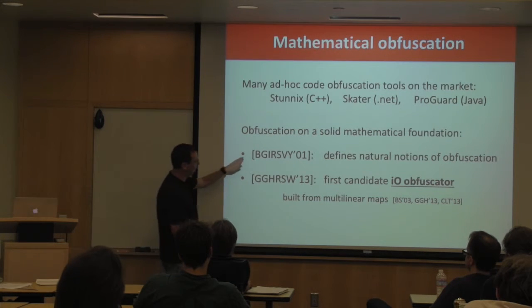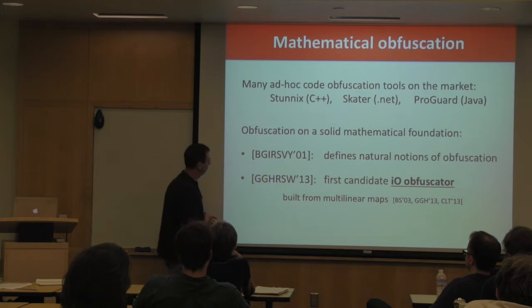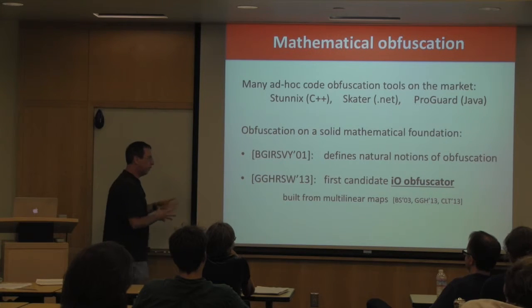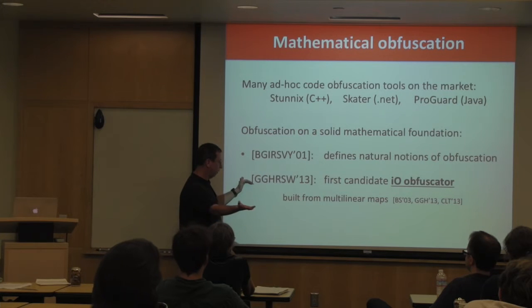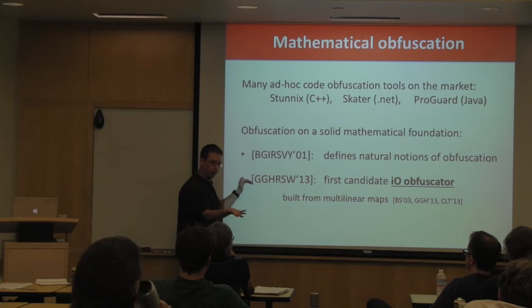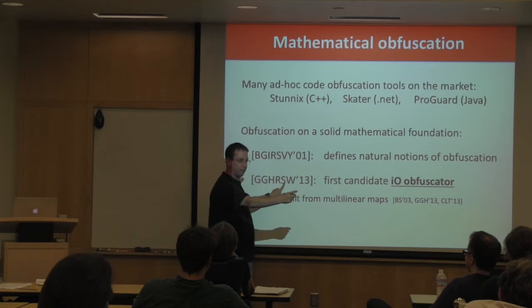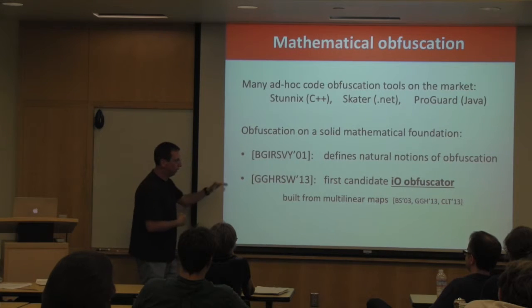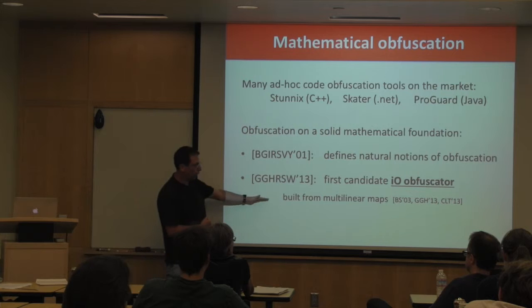And so this is a classic paper of Barak et al. Apologies to Kristen, this is just too many names to write out. Barak et al. defines the notions of obfuscation, and I'll tell you more about these notions in a minute. And then Garg, Gentry, Halevi, Raykova, Sahai, and Waters finally gave the first example of a candidate obfuscator using multilinear maps that were built before.